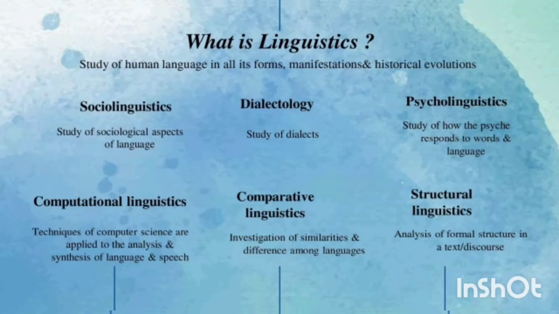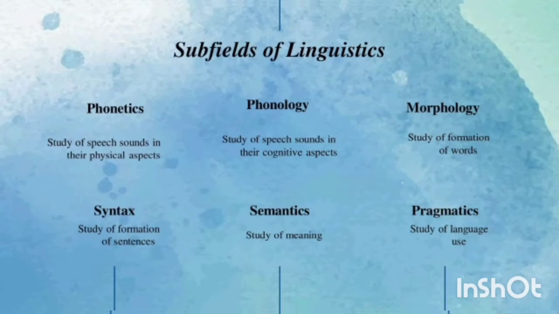And in computational linguistics, techniques of computer science are applied to the analysis and synthesis of language and speech. Comparative linguistics is the investigation of similarities and differences among languages. And structural linguistics analyzes the formal structure in a text or any discourse. And the subfields of linguistics are phonetics, phonology, morphology, syntax, semantics, and pragmatics.